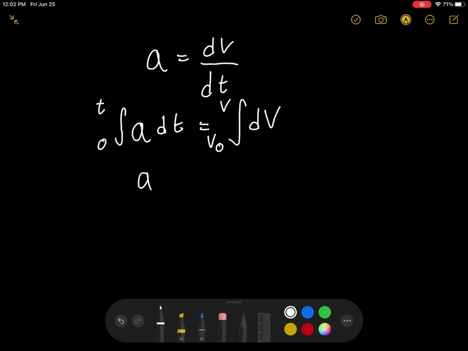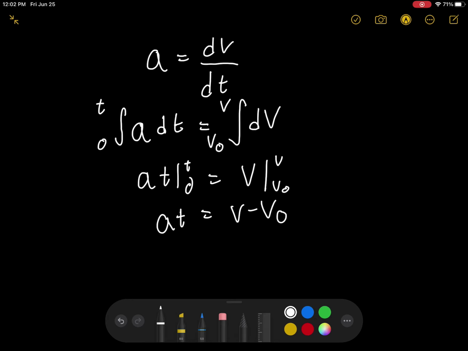And from here, we just integrate with calculus. On the left-hand side, we're just going to get at evaluated from 0 to t. And on the right side, we're just going to get v evaluated from v0 to v. And from here, we're just going to simplify a little bit. This is just at is equal to v minus v0. And if we just rearrange this a little bit to make it more useful later on, we're just going to get v equals v0 plus at. And there you go. There is our very first kinematic equation.